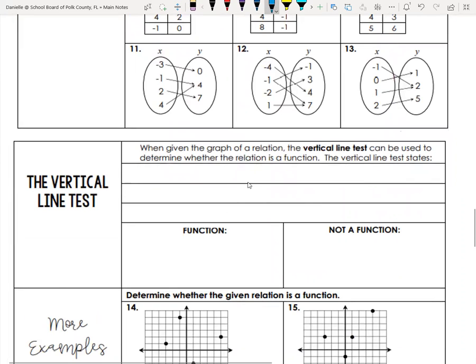On 11, we're looking at the mapping version. What I want to do is look at all of my numbers and see, do any of them have 2 lines in the x? So again, we're looking at our x's. This has 1 line, so it checks out. 1 line, 1 line, 1 line, so yes. We don't care how many times, we don't care that y has 2. It doesn't matter, only the x. So looking here, I see -1 has 2 lines coming off of it, so it is not a function.